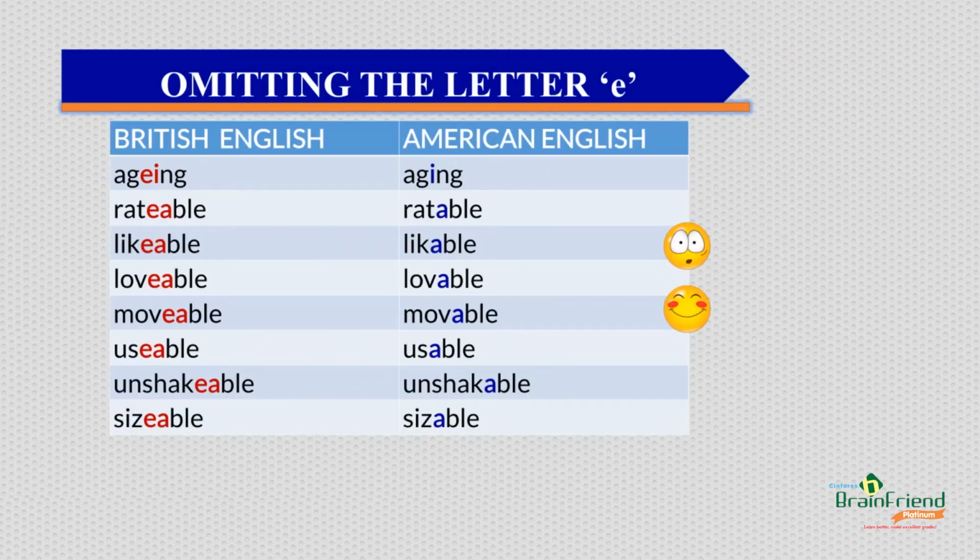Next, we have omitting the letter E. While spelling these words, aging, rateable, likable, lovable, movable, usable, unshakable, and sizable, the British English spells them with an E, but the American English omits the letter E.